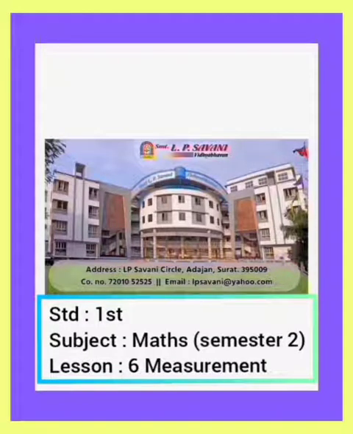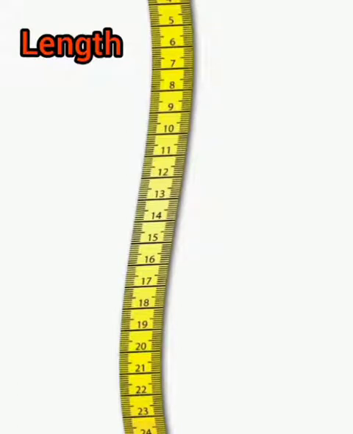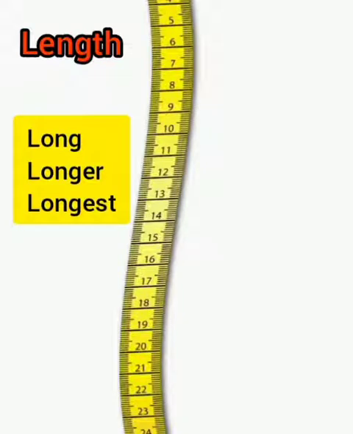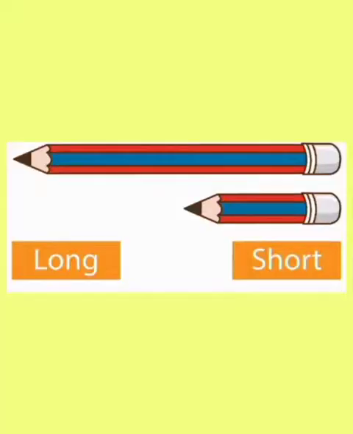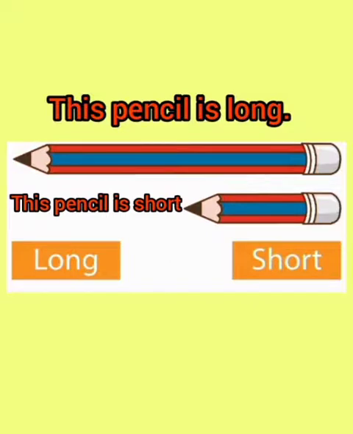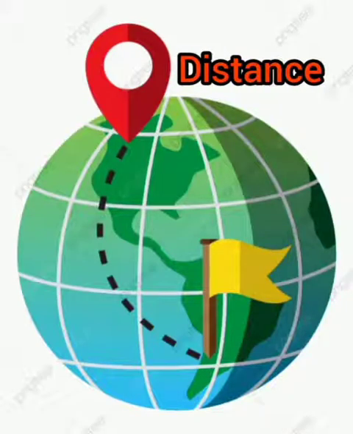Today, in Maths, we will learn about lesson number 6, measurement. Let's start with length. To compare length, we use the words long, longer, and longest, or short, shorter, and shortest. Let's see the example. This pencil is long and this pencil is short. Now, can you tell me which words we use to compare length? Yes, long and short. Now, let's learn about distance.